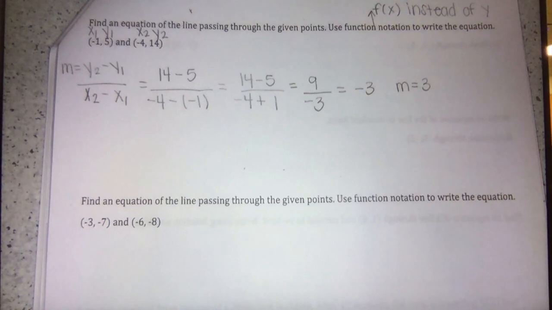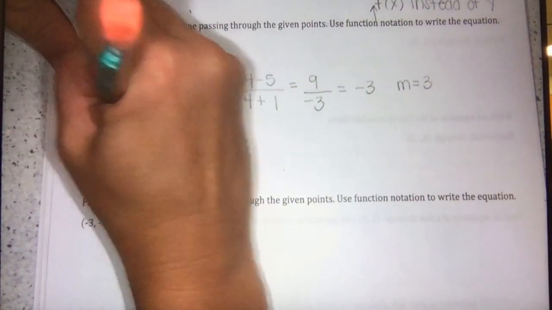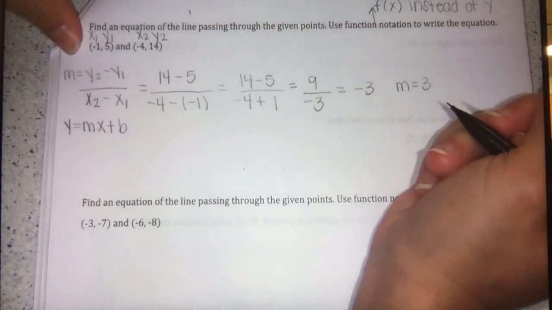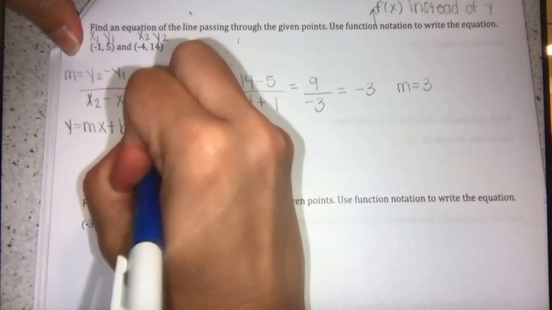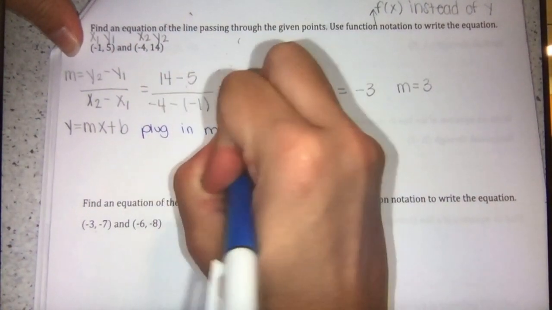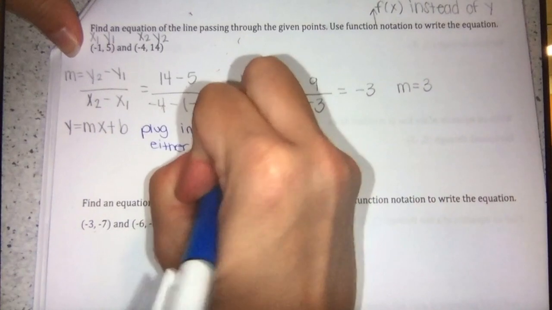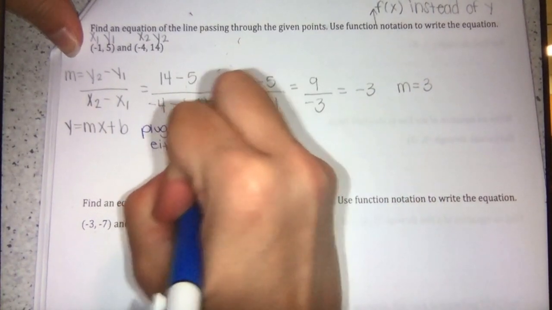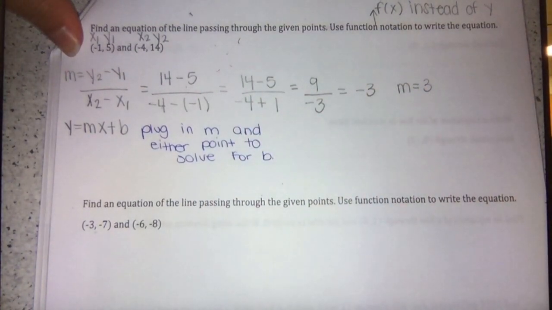But we now know our slope, and we can use either one of those 2 points, like we did on the previous problem, plug it all in, and use that to find b. So plugging into our slope-intercept form, y equals mx plus b, we're going to plug in m and either one of those 2 points that you like better, to solve for b.